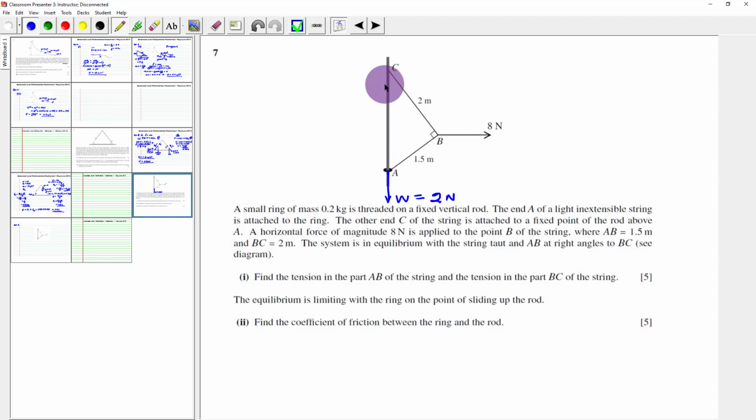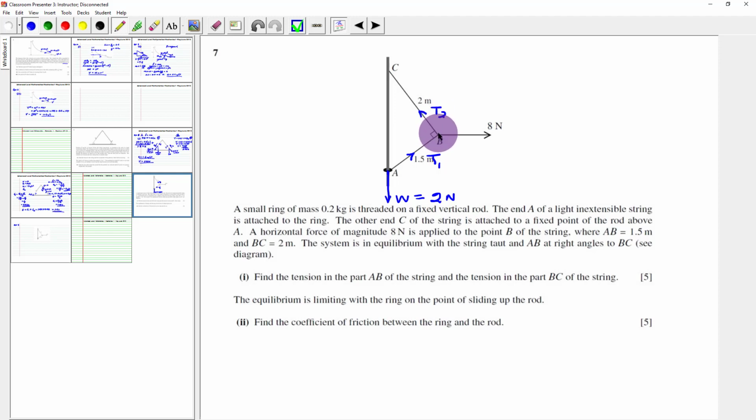I don't know whether this distance is given, but if it is not given, we can easily get it to get the hypotenuse of this triangle. It's just some information that I'm randomly picking from here. The tension in AB, we can call it T1, while the tension here, I can call it T2.